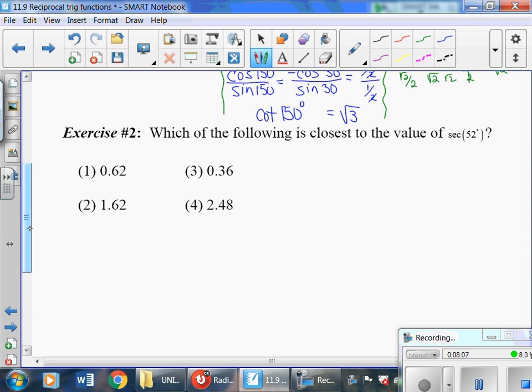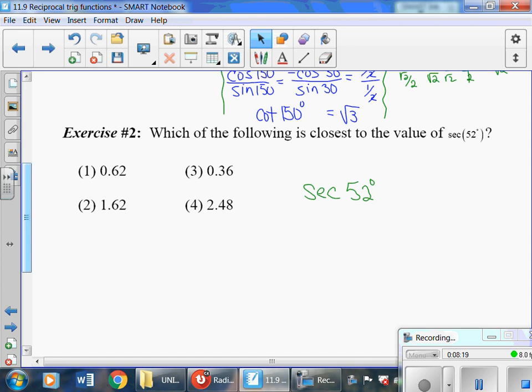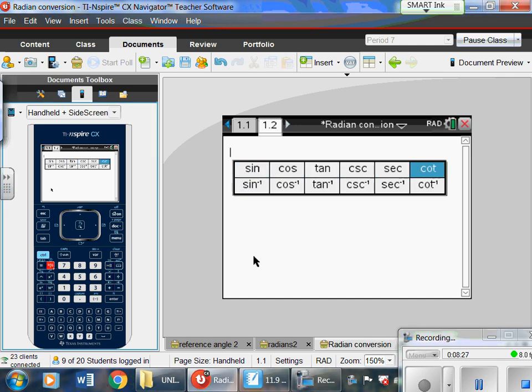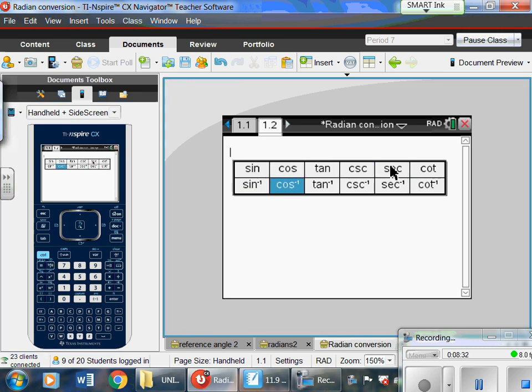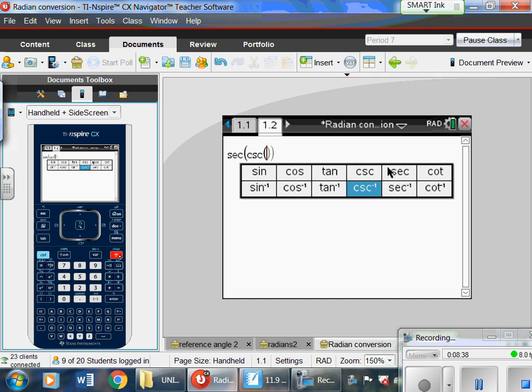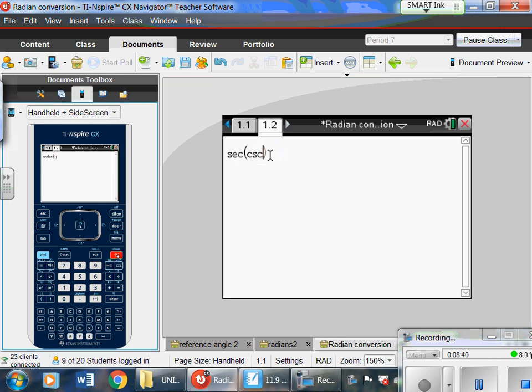Which of the following is closest to the value of the secant of 52 degrees? Now, the beautiful thing about this one is this is all about the calculator. So secant of 52 degrees. So let's pull up that calculator. So here we are, and the beautiful thing is right underneath the control button, you'll see the word trig. It's going a little nuts. So it's asking for the secant of 52 degrees. So secant, let's see if we can get that to go away. Secant of 52 degrees.